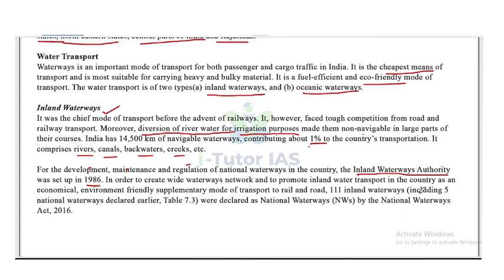111 inland waterways, including 5 national waterways declared earlier, were declared as national waterways by the National Waterways Act 2016.